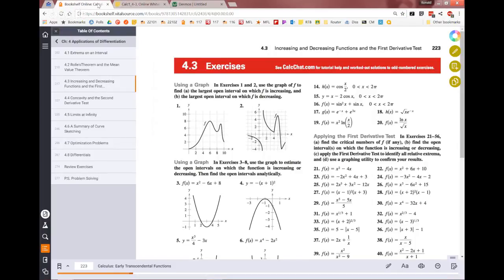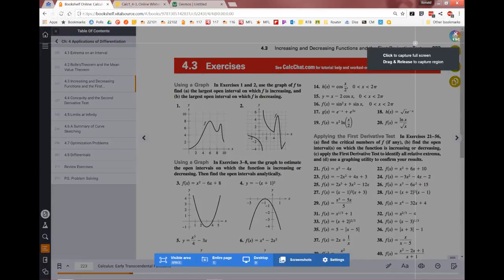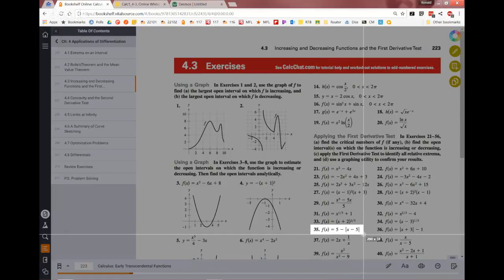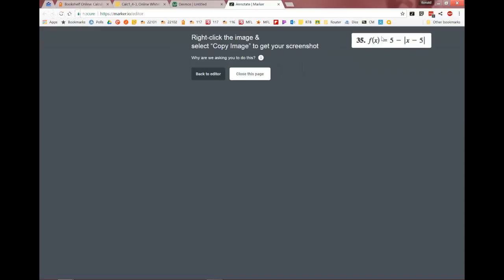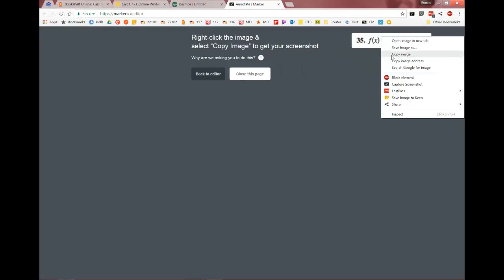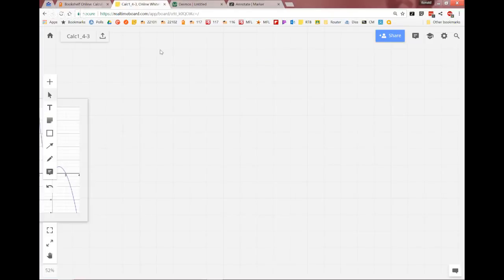Okay, finally copy 35. Copy image, come back here, paste. Okay.